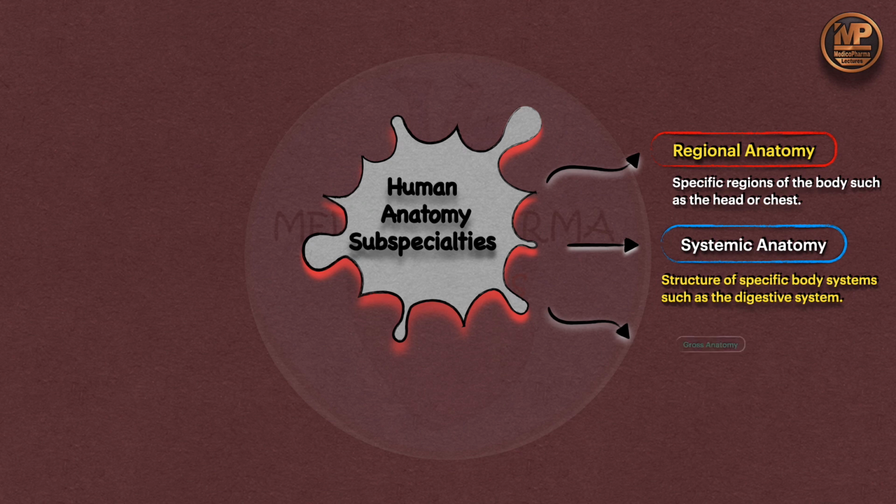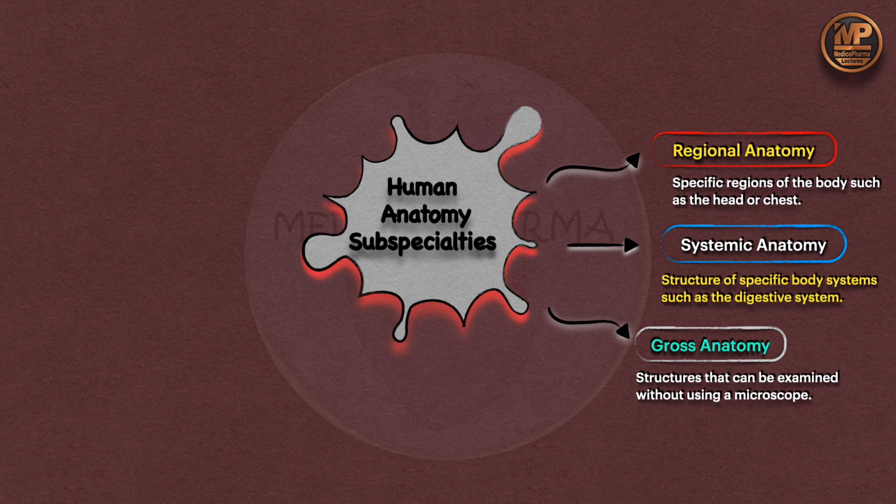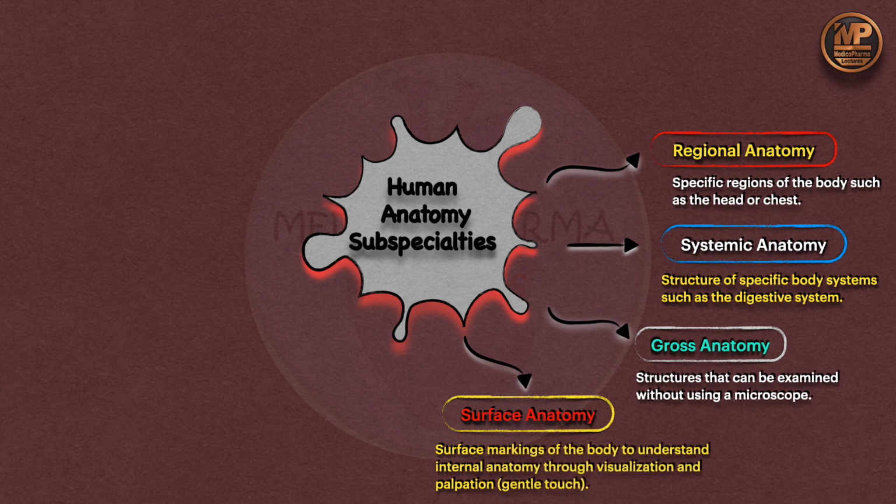The next one is gross anatomy. This is the study of structures that can be examined without using a microscope, right? The next one is surface anatomy, which is the study of surface markings of the body to understand internal anatomy through visualization and palpation, that is your gentle touch. Coming to histology, this is the microscopic study of the structure of various tissues. That is called histology.